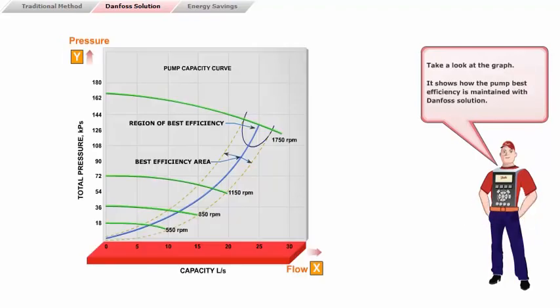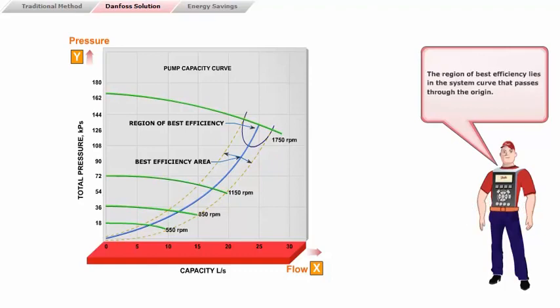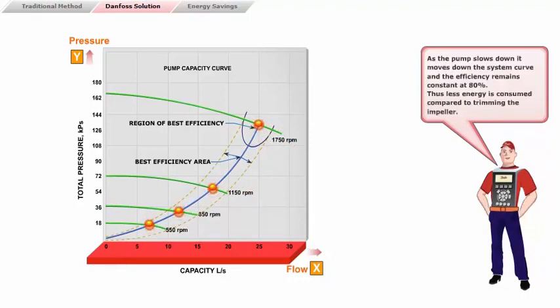Take a look at the graph. It shows how the pump best efficiency is maintained with the Danfoss solution. When a VLT HVAC drive is installed, a new series of pump curves at various speeds is created for each impeller size. The region of best efficiency lies in the system curve that passes through the origin. As the pump slows down, it moves down the system curve, and the efficiency remains constant at 80%. Thus, less energy is consumed compared to trimming the impeller.